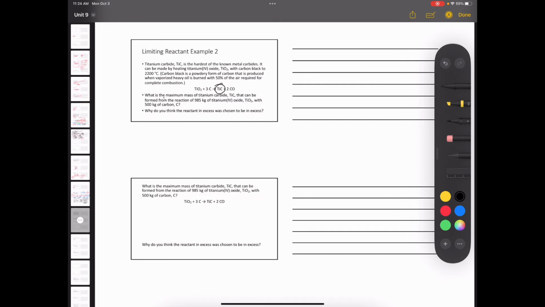So once we see maximum mass of one of the products, that means we are talking about limiting reactant. What is the maximum amount of titanium carbide that can be formed from a reaction of 985 kg of titanium oxide? That's number one. And 500 kilograms of carbon. So this is number two. And then once we determine which one is the limiting reactant or which one will give us the maximum amount, we'll have to find out which material is in excess.